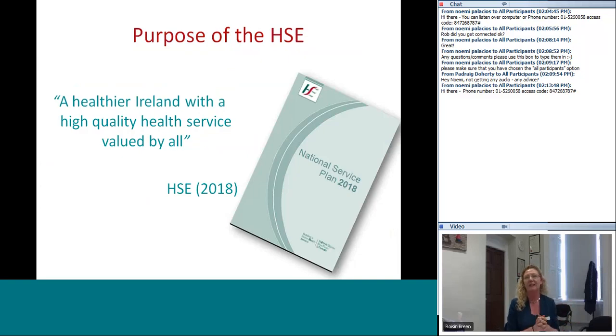So looking at it from the health system's point of view, the purpose of the HSE is to deliver a healthier Ireland with a high quality health service valued by all. That's from the HSE Service Plan 2018. And it's expanded out in the Corporate Plan 2015-17, where it talks about improving the health of the population by a health service that's proud to deliver those services and in which the public has confidence.